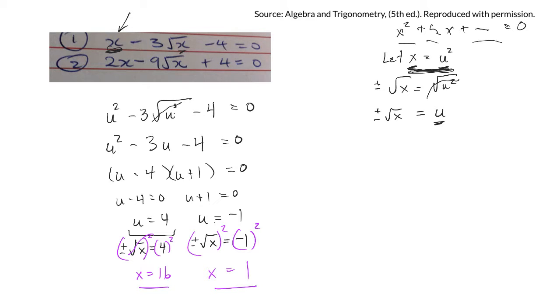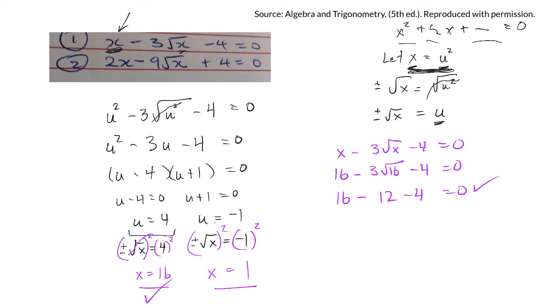Now let's check them just to see if they work. So I have x minus 3 root x minus 4 equals 0. Let's try the 16. So 16 minus 3 times the root of 16 minus 4 is equal to 0. So 16 minus, okay, square root of 16 is 4. 4 times 3 is 12, minus 4. So 16 take away 12 is 4. 4 take away 4 is 0. Yeah, that one works out. 16 is good. Let's try 1.